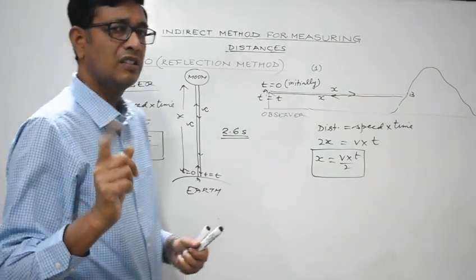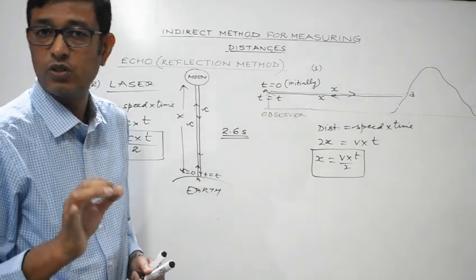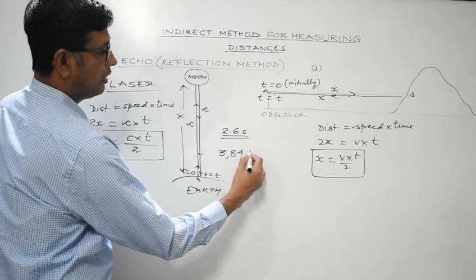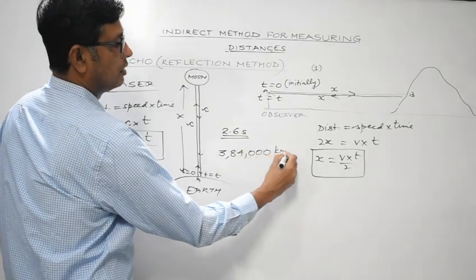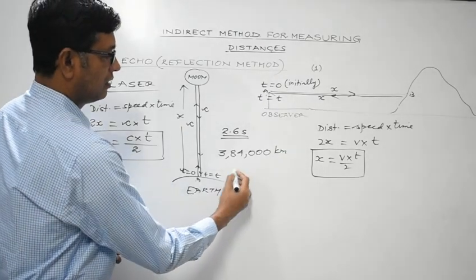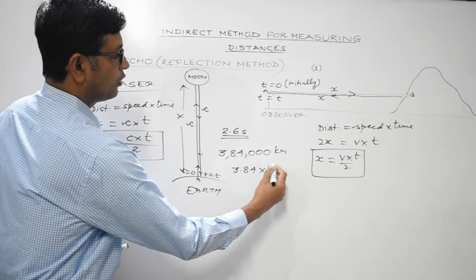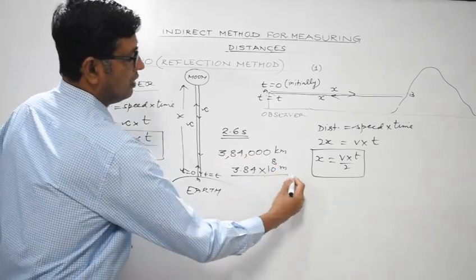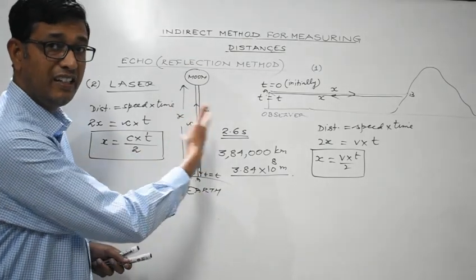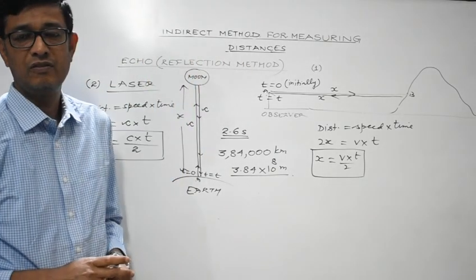In kilometers, the distance of the Moon from the Earth is 3,84,000 kilometers. I repeat, it is 3,84,000 kilometers. It can be written in meters as well: 3.84 into 10 to the power 8 meters. This is the distance of the Moon from the Earth, and it is measured by an indirect method, which in this case is the laser method, which is based on reflection, right?